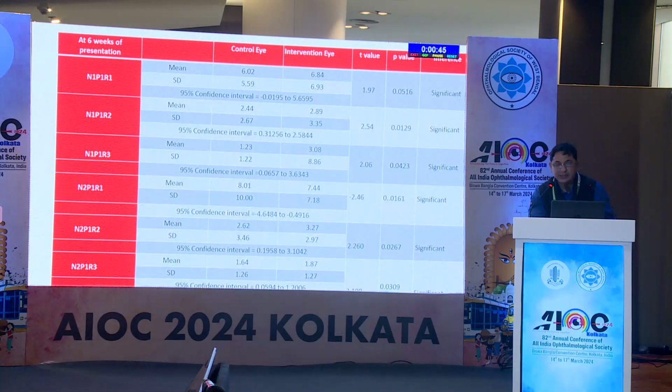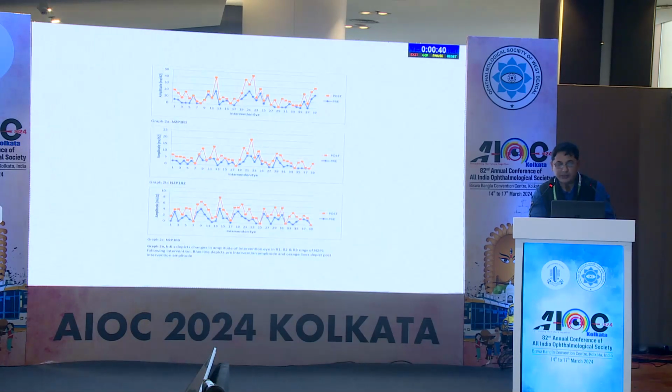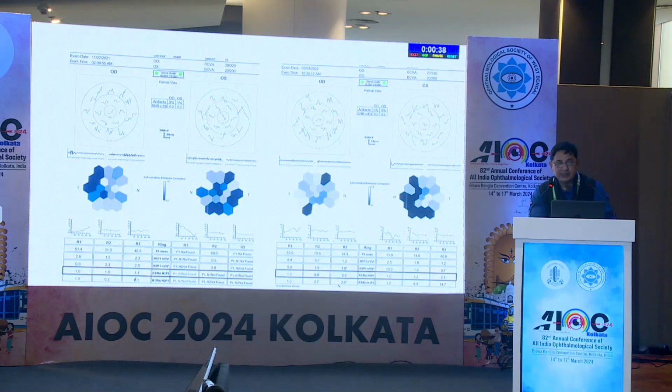This is the logMAR visual acuity chart, which as we can see, is significant. This is the amplitude density chart between the control eye and the intervention eye. This is again the graph showing this. As you can see, the right eye, you see the heat maps. If you compare from the right side to the left side, the heat map becomes lighter. Lighter means a stronger response.